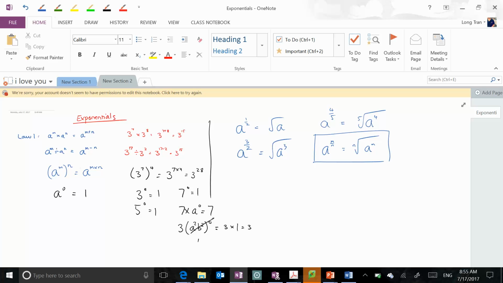There's still another 2. Give me another 2. Xiang, give me another one. There's something to do with a negative. A to the power of... Good. So if you have a to the power of negative m, this is equivalent to? Good. 1 over a to the power of m. Okay. So that's your 6.